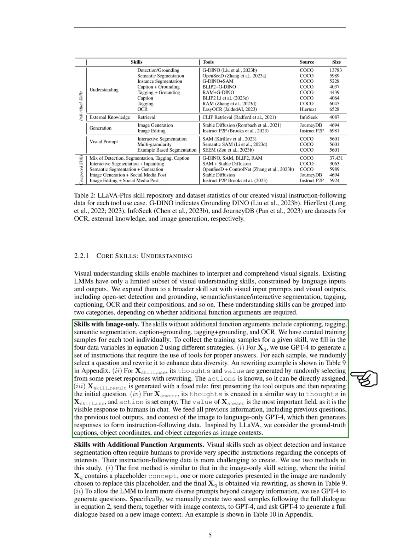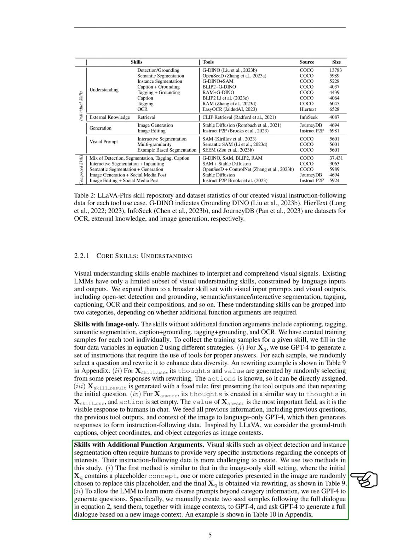For skills that need additional function arguments, like object detection and instance segmentation, we've used two methods. The first is similar to the image-only skill setting, but with a placeholder concept that gets replaced with one or more categories from the image. The second method involves using GPT-4 to generate questions based on two seed samples and image contexts.